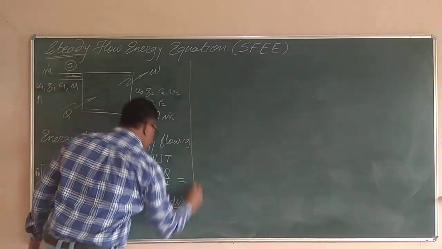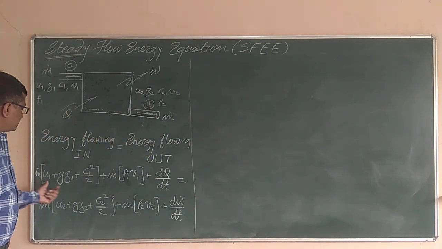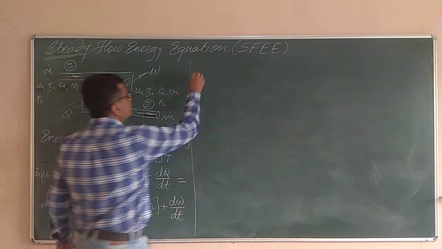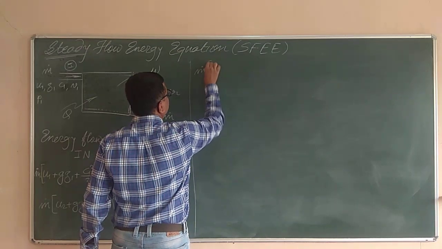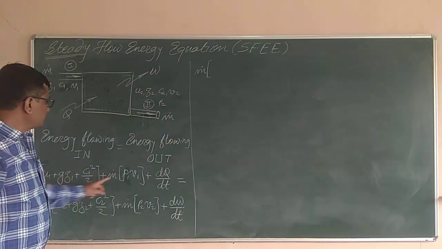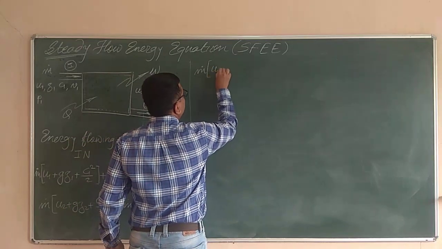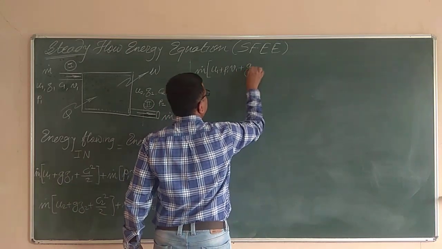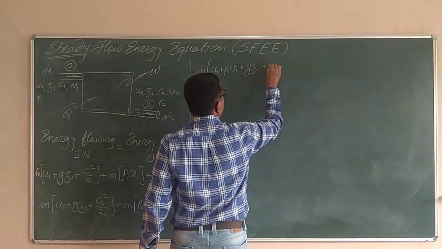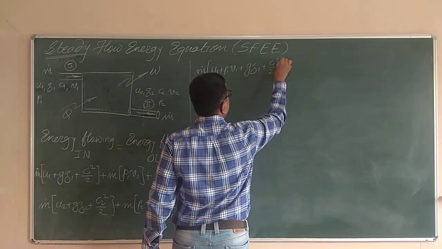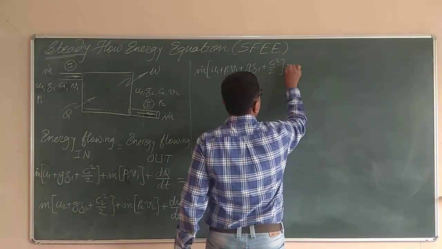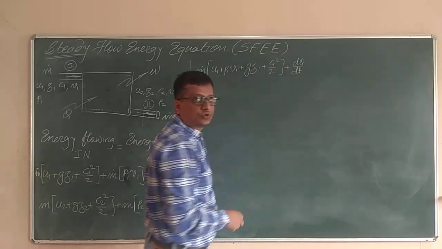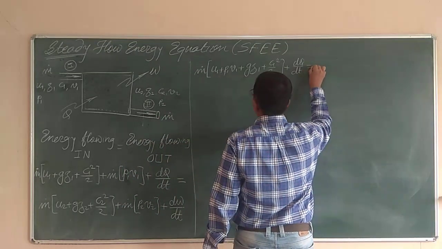Now if I write this in simplified form, into the first term and into the second term I can take m dot as common. So what I will get is m dot, that is the mass flow rate which is going in, into u1 plus P1 V1 plus g z1 plus C1 square by 2, plus dQ by dt, that is the rate of flow of heat into the system with respect to time. Now the terms on the right hand side.